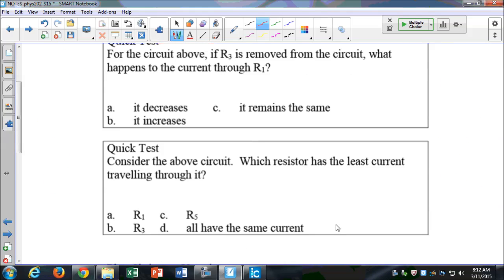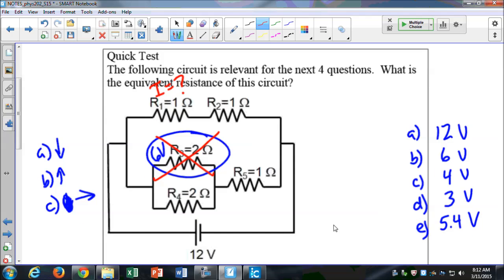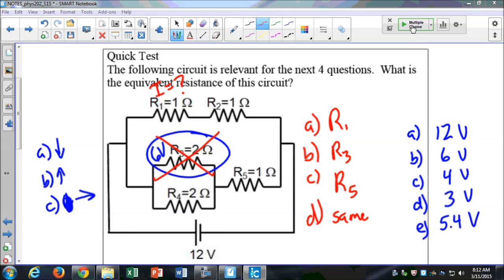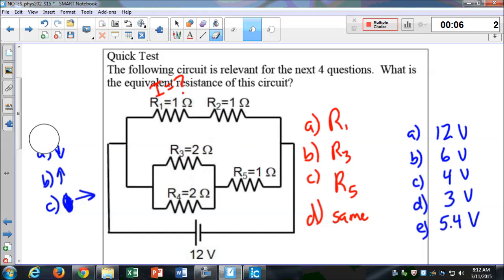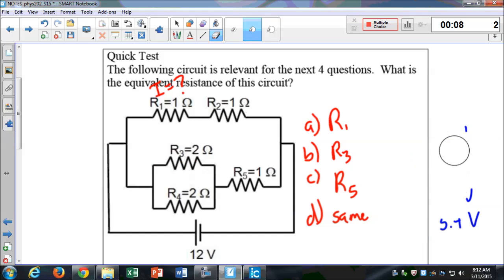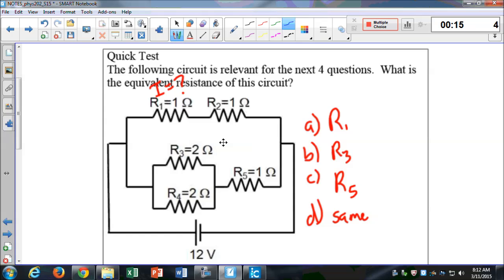Consider the circuit. Which resistor has the least current traveling through it? R1, R3, R5. Are they all the same? Which one has the least current? Yeah, so just like normal. R1, R3, R5, are they all the same? Which one has the least current?